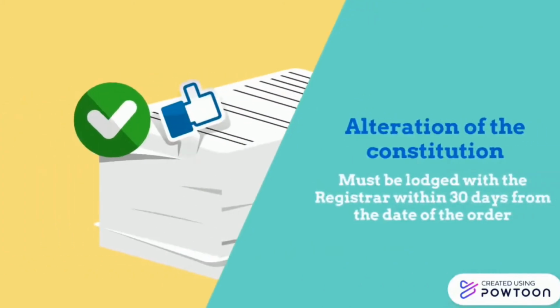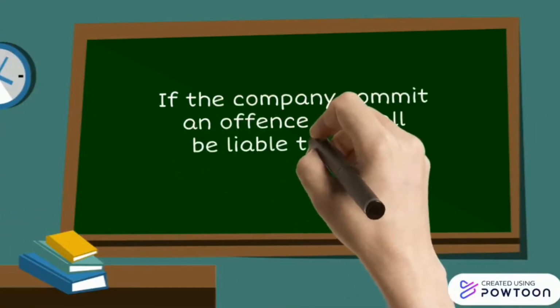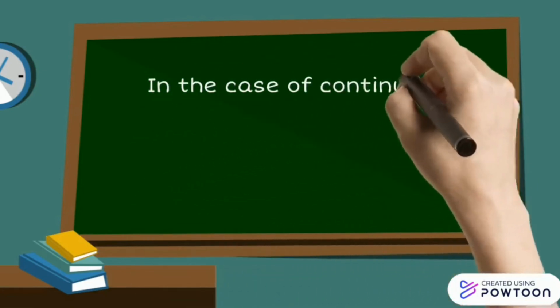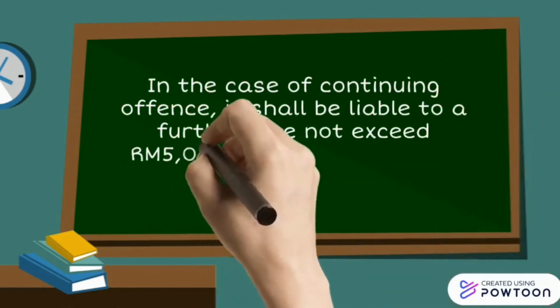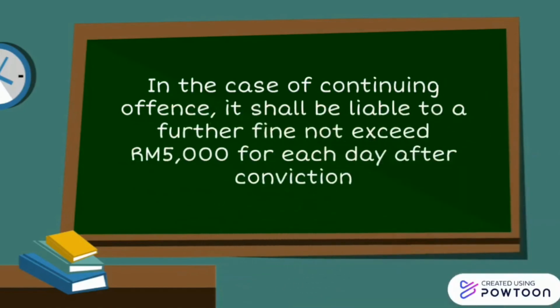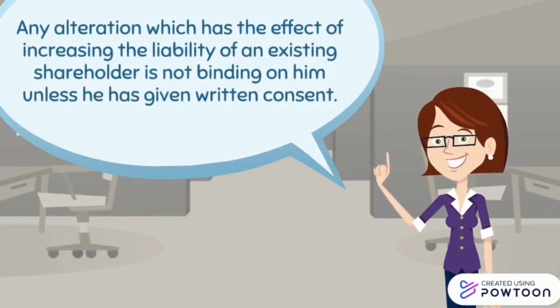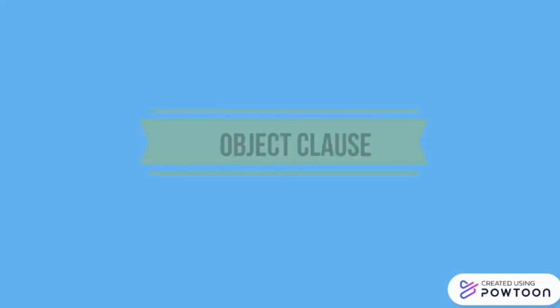Alteration of the Constitution must be lodged with the Registrar within 30 days from the date of the order. If the company commits an offence, it shall be liable to a fine not exceeding 10,000 ringgit. In the case of a continuing offence, it shall be liable to a further fine not exceeding 5,000 ringgit for each day after conviction. Any alteration which has the effect of increasing the liability of an existing shareholder is not binding on him unless he has given written consent. Object clause.